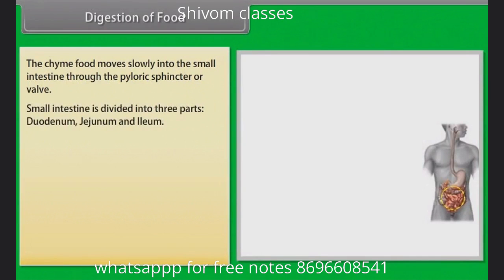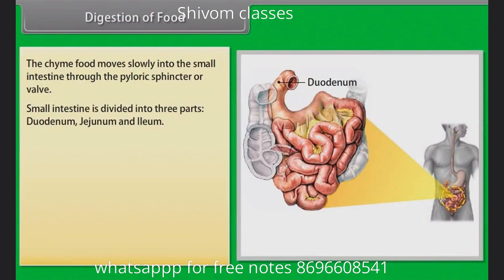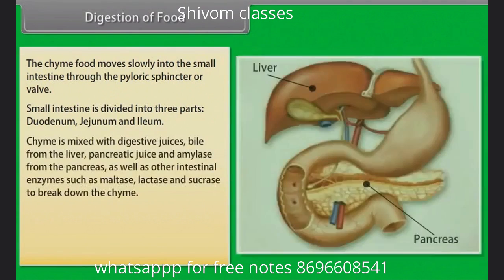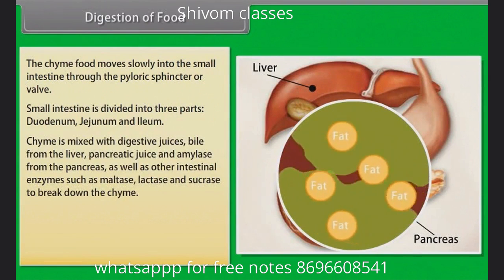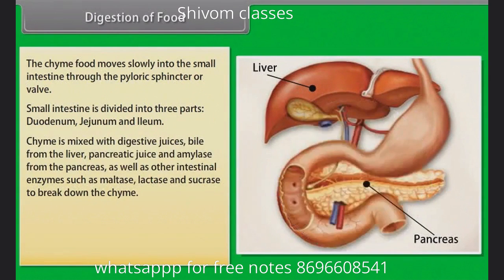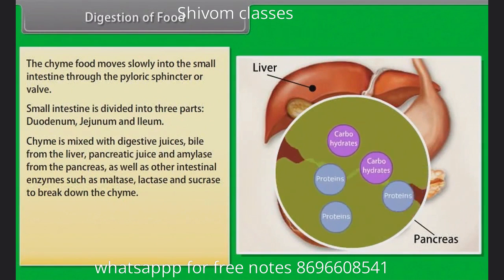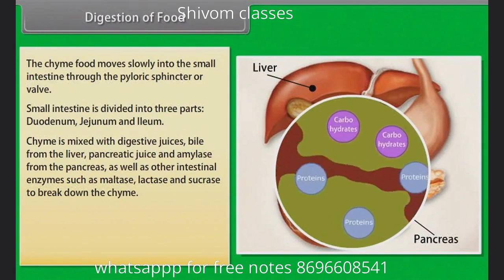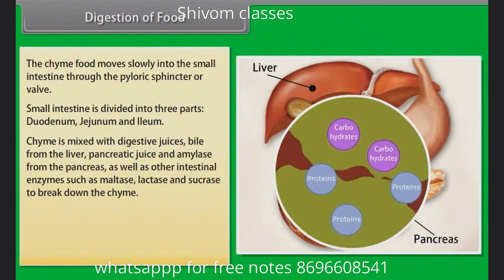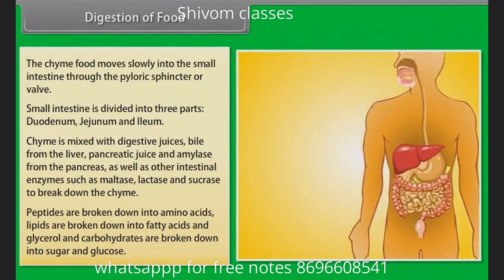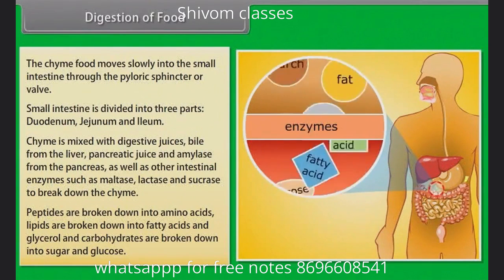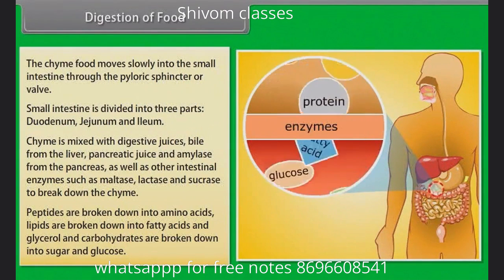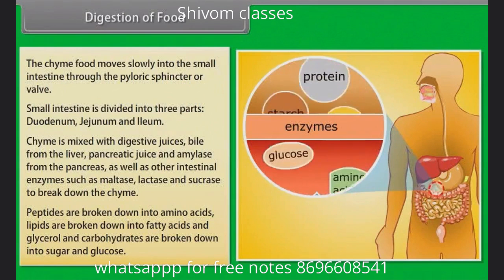Small intestine is divided into 3 parts: duodenum, jejunum and ileum. Chyme is mixed with digestive juices, bile from the liver, pancreatic juice and amylase from the pancreas, as well as other intestinal enzymes such as maltase, lactase and sucrase to break down the chyme. Peptides are broken down into amino acids, lipids are broken down into fatty acids and glycerol, and carbohydrates are broken down into sugar and glucose.